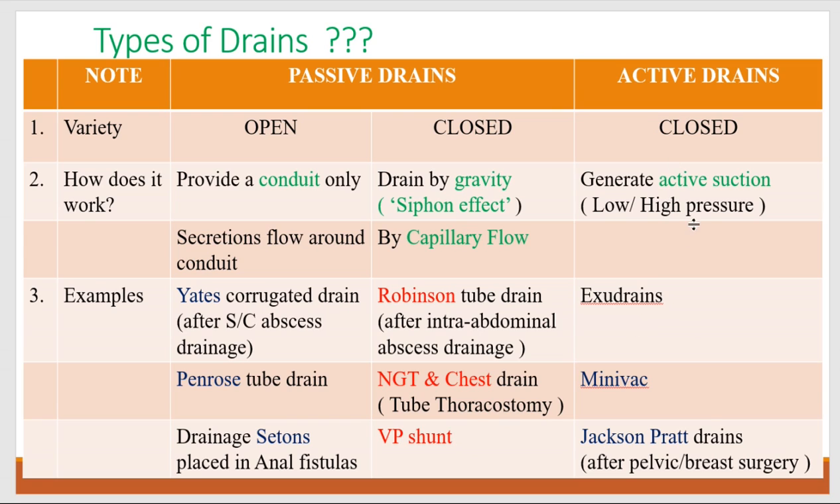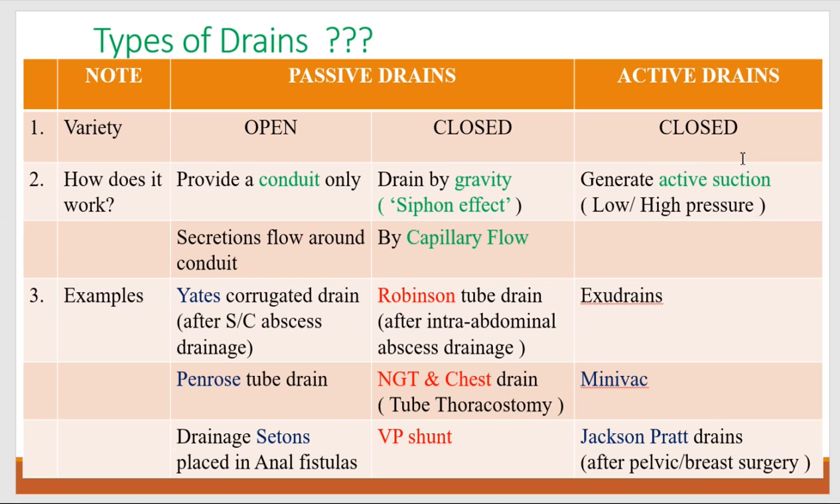Finally, the third column. These are active drains. Okay, passive drain has two columns, open and closed. Active drain. Please remember this slide, a very important slide. At least 10 to 15 questions can be formed from just going through this slide only. So active drain, third column. In this group, only the closed variety is there.